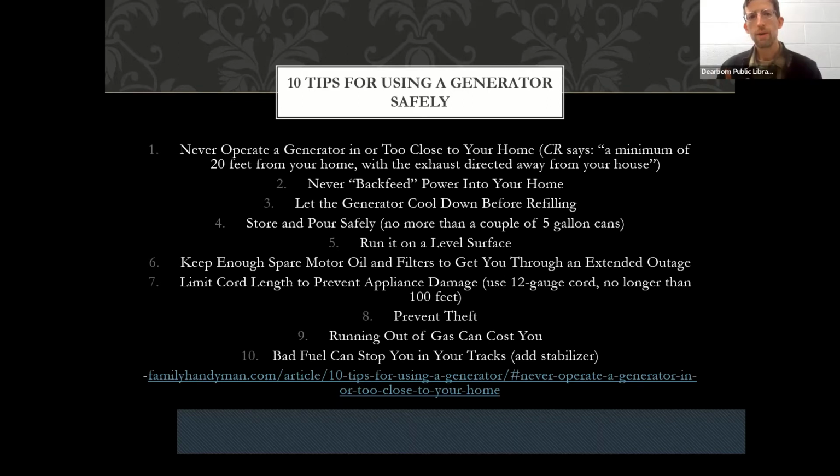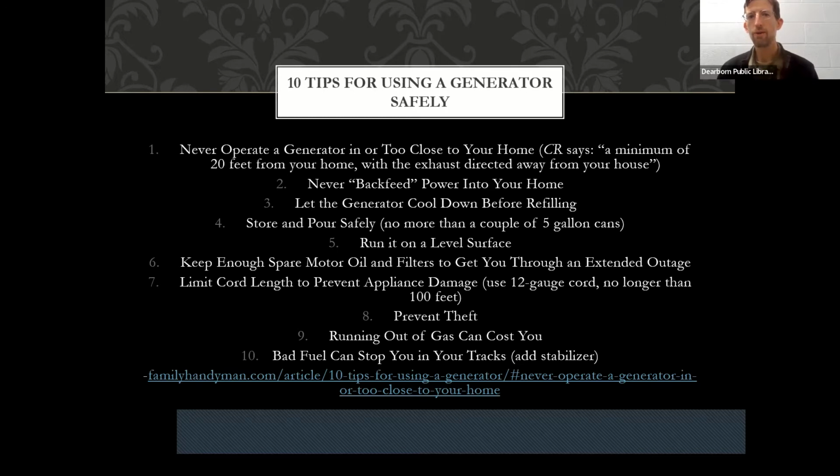One, never operate a generator in or too close to your home. Consumer Reports says a minimum of 20 feet from your house with the exhaust directed away from your house. These things are like little engines. They have an exhaust and a motor running, and you can kind of see the smoke coming out of it. So I would say direct that away from your house.